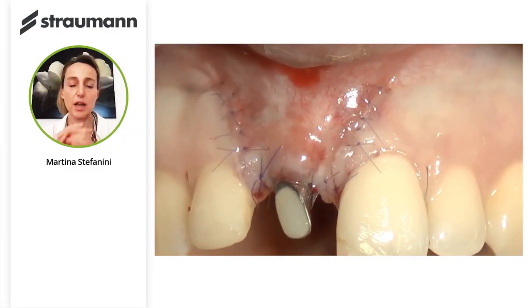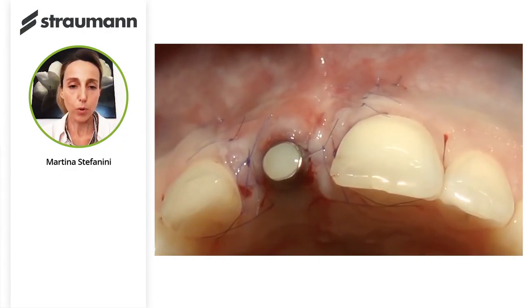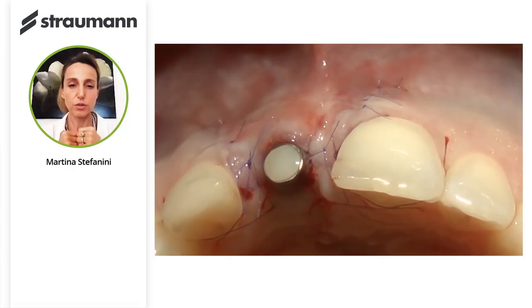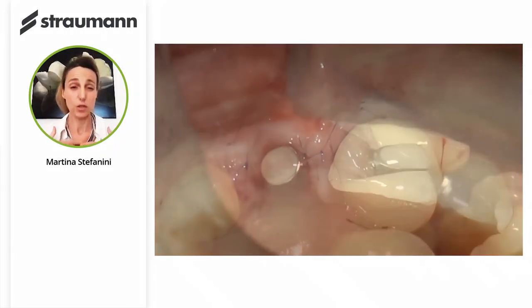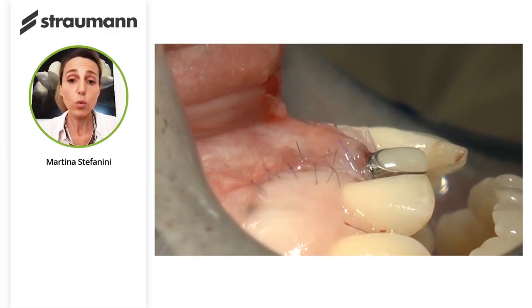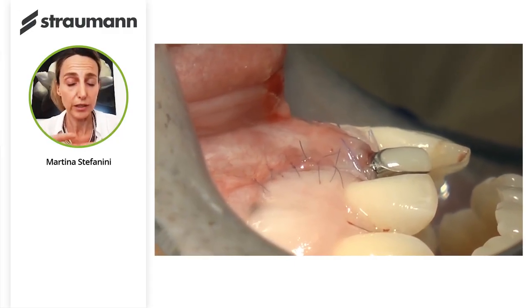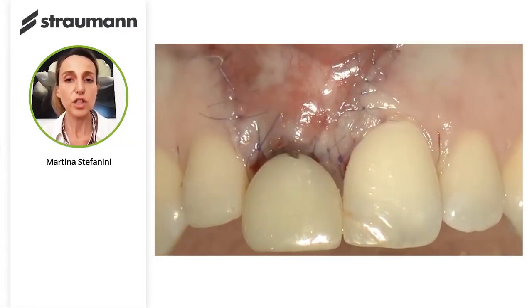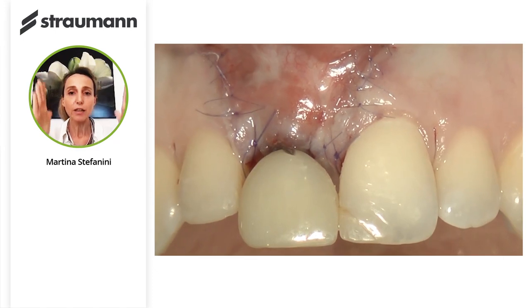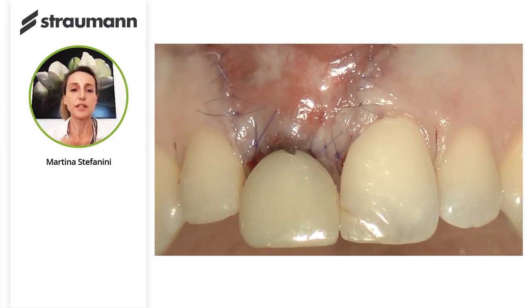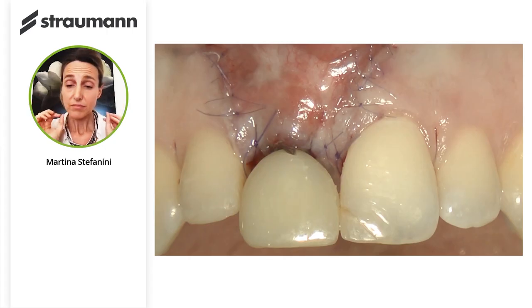As you can see, we cannot see any portion of the connective tissue graft exposed because the flap is advanced 1 millimeter more coronally with respect to the position of the connective tissue graft, and there is no bleeding either from the vertical releasing incision or from the occlusal aspect. That ensures the stability of the blood clot, which is one of the key aspects of the healing of the mucogingival procedure.